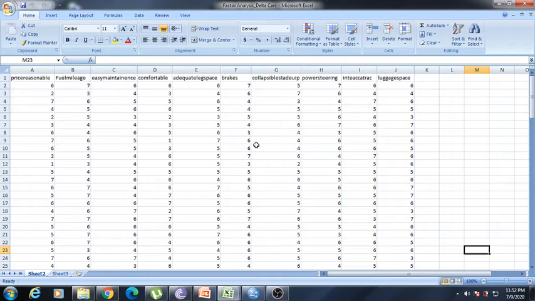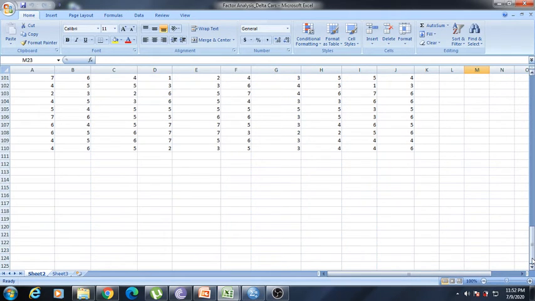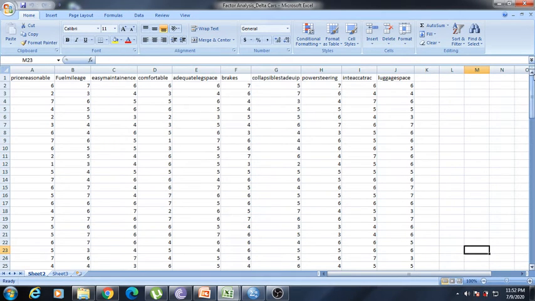So what was the first assumption of EFA? Our data should be on an interval or ratio scale. So our data is on an interval scale. You can see here, this is our data of 109 respondents. Now our data sheet is in Excel.